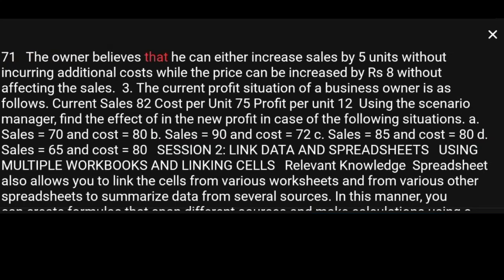71. The owner believes that he can either increase sales by 5 units without incurring additional costs, or the price can be increased by 8 rupees without affecting the sales. 3. The current profit situation of a business owner is as follows. Current sales 82, cost per unit 75, profit per unit 12. Using the scenario manager, find the effect on the new profit in the following situations.